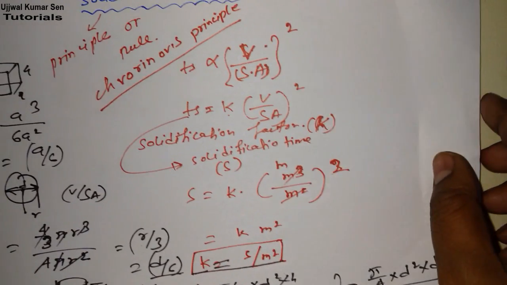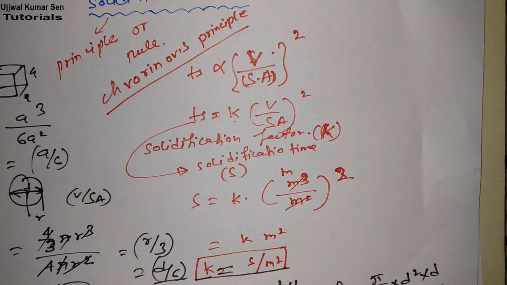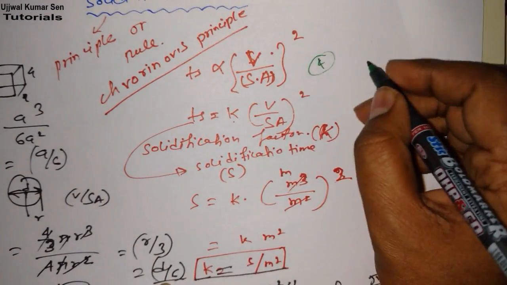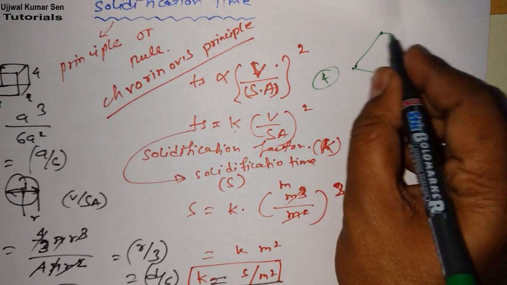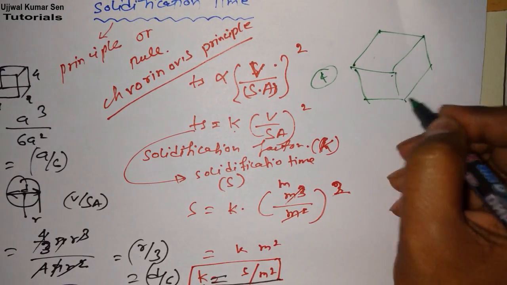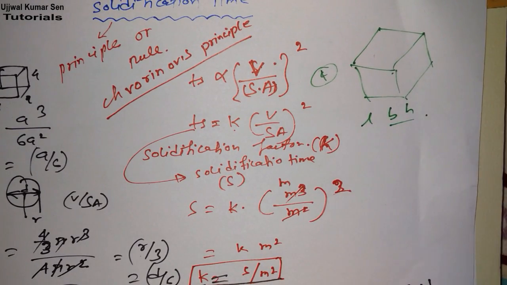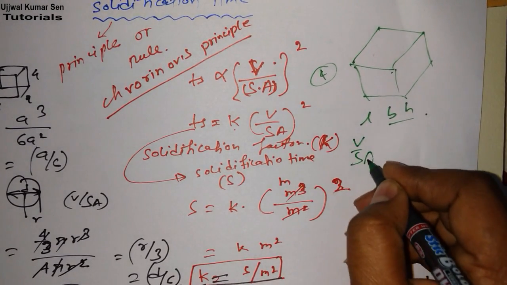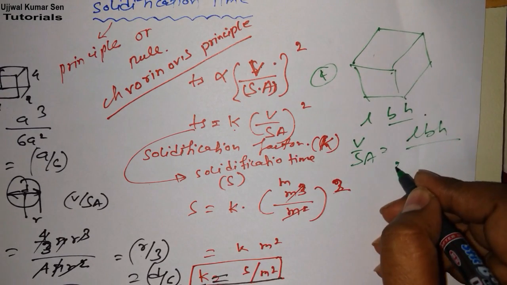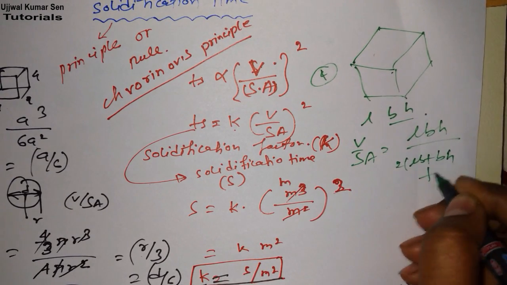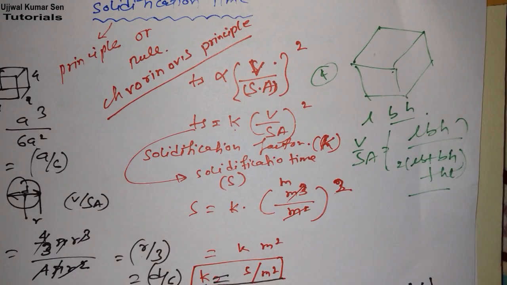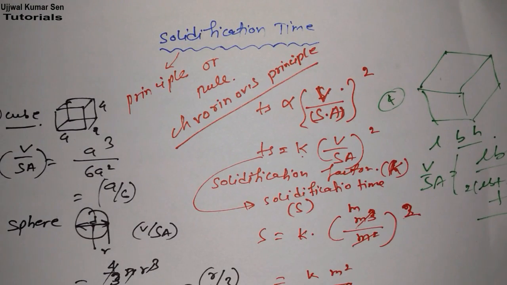Okay, so let's go for that last shape. So I am talking about the last shape, that is, let's say it's a slab. Okay, what about slab? Length is there, breadth is there, and height is there. So for slab, volume by surface area ratio is LBH to 2(LB + BH + HL). This would be the ratio volume by surface area. So this is all about the concept of solidification time and based on Chvorinov's principle.